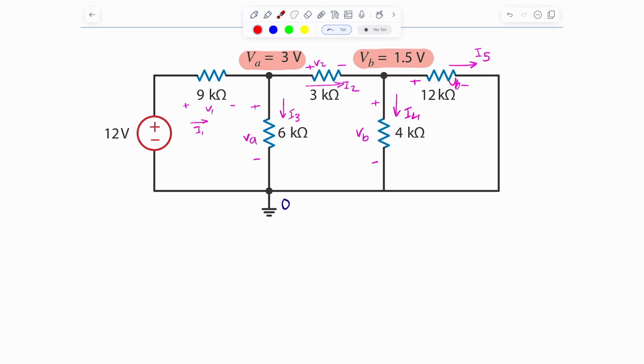Anyway, so we have all of this now. That's good. So let's go around and see what we can figure out. I'm going to start with the voltages across the circuit.